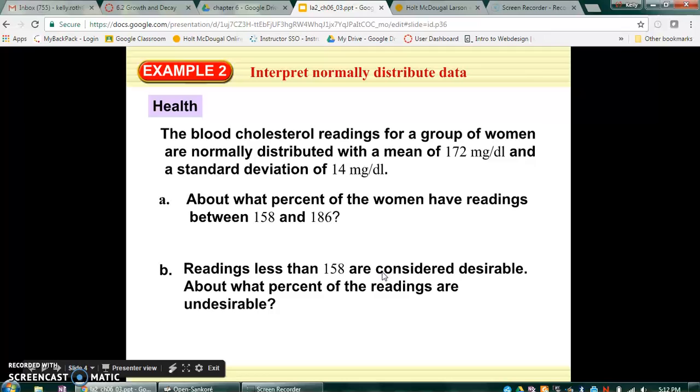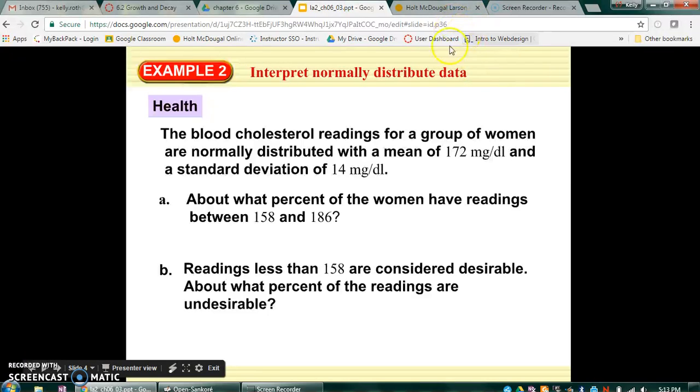Here's an example. We have blood cholesterol readings for a group of women that are normally distributed. The mean is 172 milligrams per deciliter, I think that is, maybe, and 14 milligrams per deciliter is the standard deviation. So we've got a 172 mean and a 14 standard deviation. Because it's distributed normally, we're going to use this normal curve to figure out what percentage of women have readings between 158 and 186.